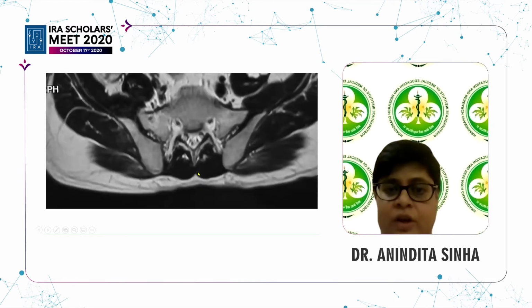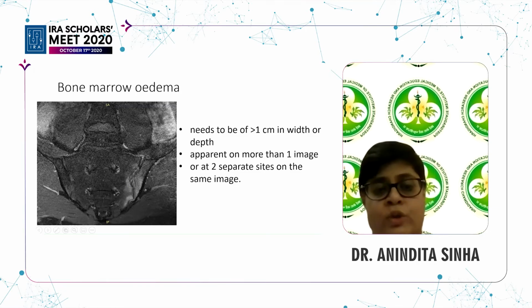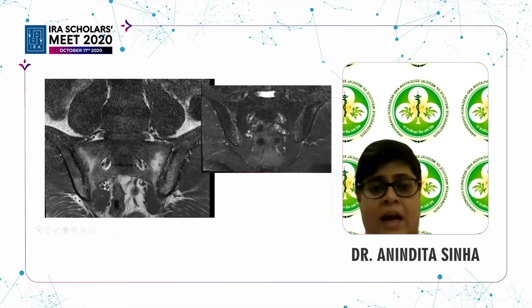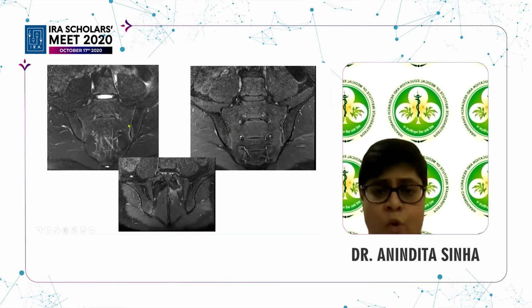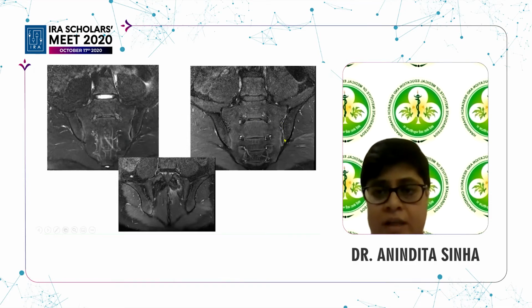This is a normal SI joint, and if you see bone marrow edema, which is the marker for active bone marrow osteitis, it should be more than 1 centimeter in depth or width, apparent in more than one image, or two separate sites on the same image. Because again, there are lots of mimickers. When do you need to give contrast? When you see this kind of thin hyperintensity, especially in the adolescent age group where there may be a lot of cartilage, you need to give contrast. This is a T2 fat sat, T1 contrast, and again you see enhancement.